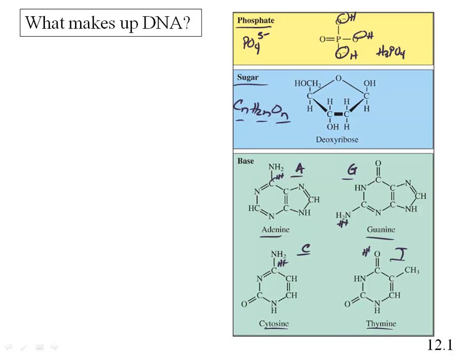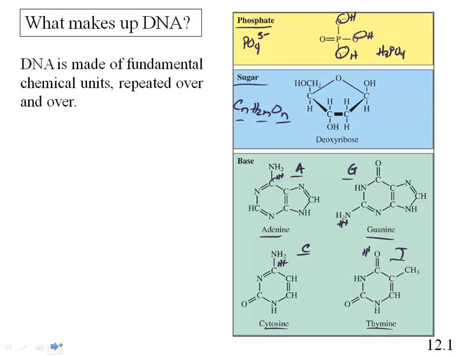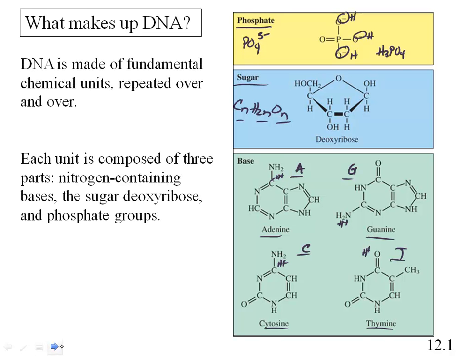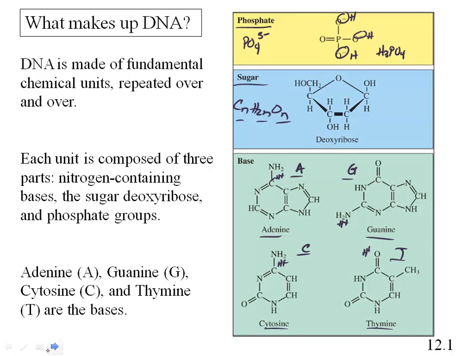So a combination of all three of these components, a phosphate, a sugar, and a base, is called a nucleotide. When we have a phosphate, a sugar, and a base together, that makes up one nucleotide.